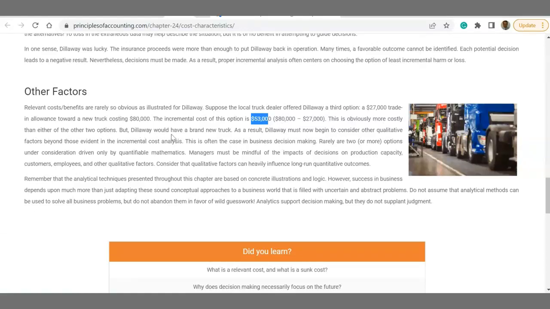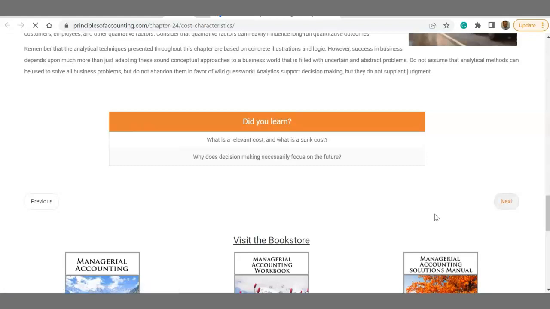But Delaware would have a brand new truck. As a result, Delaware must now begin to consider the other qualitative factors beyond those evident in the incremental cost analysis, because having a brand new truck has some benefits, as you know, right? This is often the case in business decision making. Rarely are two or more options under consideration driven only by quantifiable mathematics. That means it's not just simple numbers. There are some other issues that you need to consider. Okay, so we got that idea. So let's keep moving.